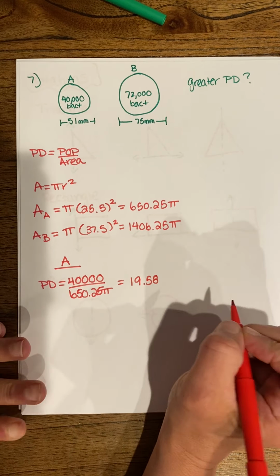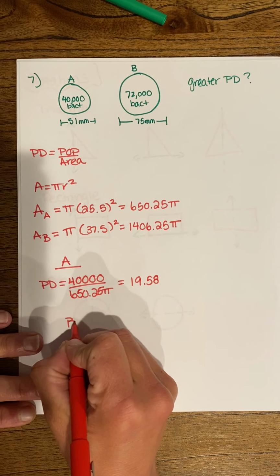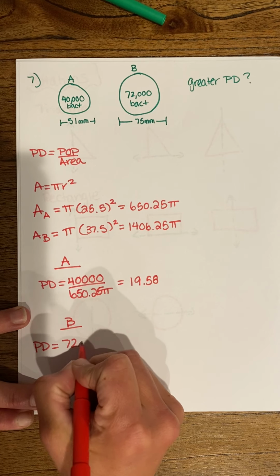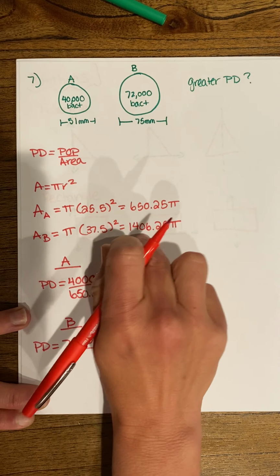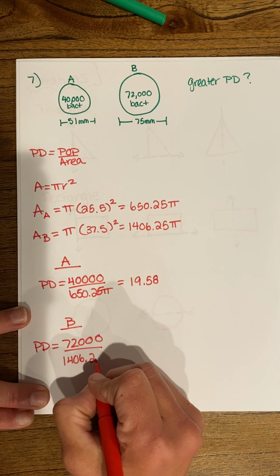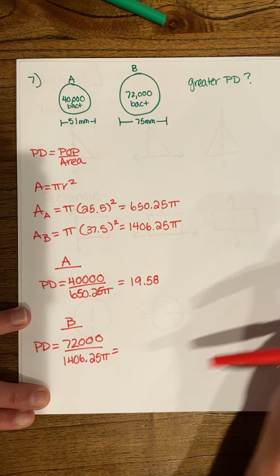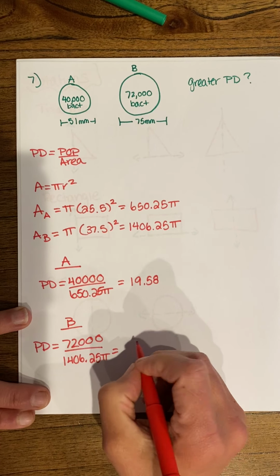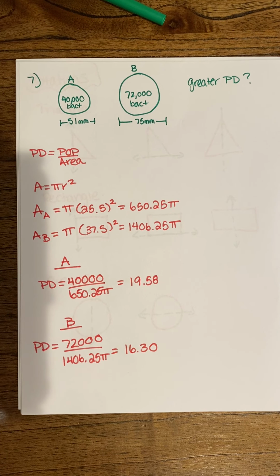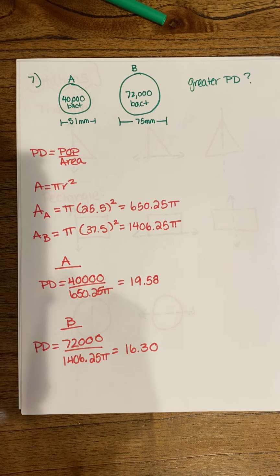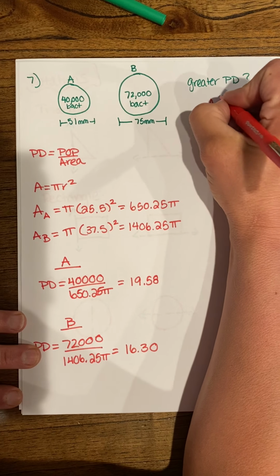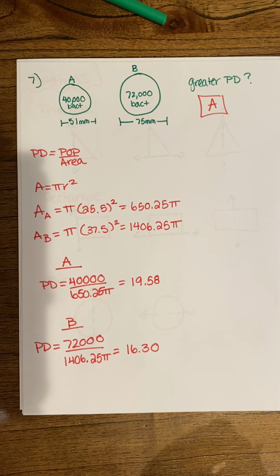Okay, so then we're going to find the population density for B. So that population is 720,000 divided by the area of that Petri dish, which we found to be 1406.25 pi. Again, using N over D is the better way to do it. You end up with 1630 as the population density. They did ask us in this problem which one has the greater population density, so that would be population A. Okay, is the one with the greater one.